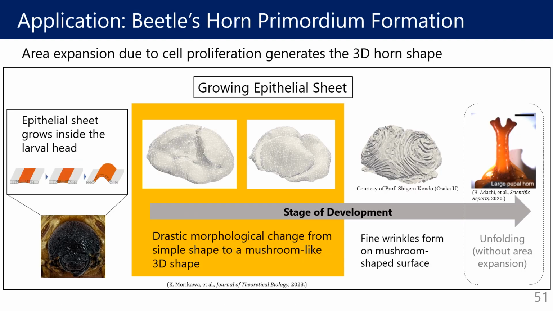Moving on to the practical application for the formation of rhinoceros beetle horns. Beetle horns develop inside the larval head by growing epithelial sheets through cell proliferation. In the final step, they simply unfold the wrinkles without any change in area, so we do not consider the pupation process. In the beetle horn formation, the most significant 3D shaping happens during the mushroom-like shape formation, so we applied our method to this process.